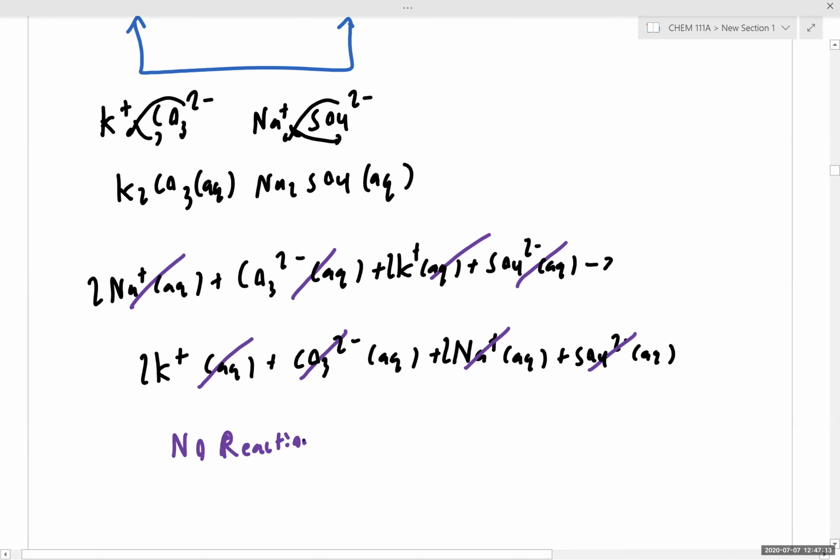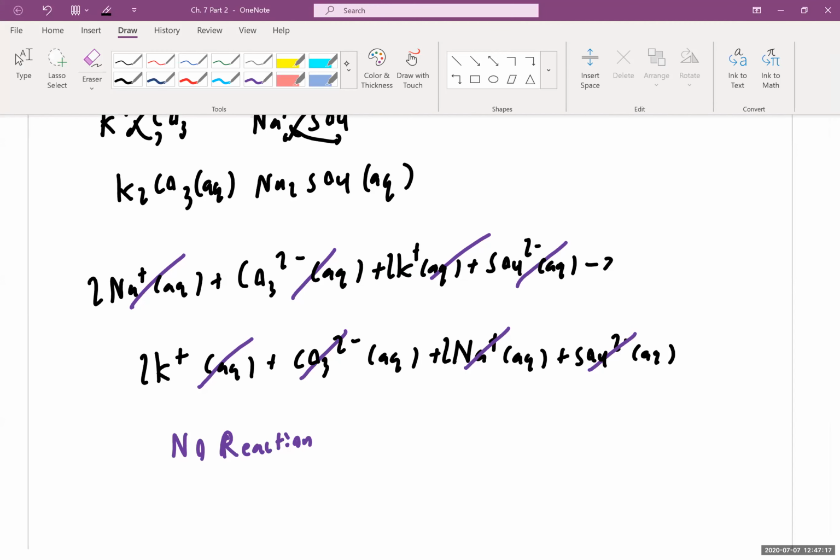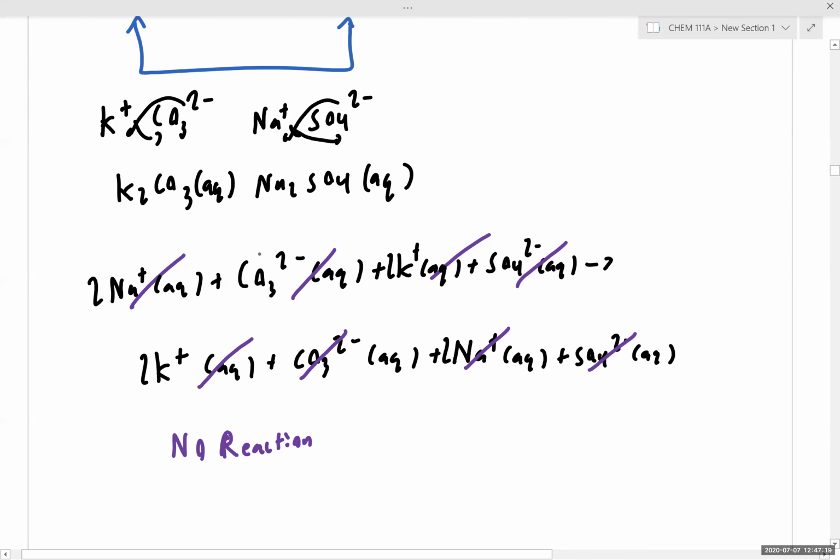So if all of your chemical species cancel in a chemical reaction, as in if all of your ions and molecules cancel when you try to write the net ionic equation, that's a sign that no reaction has occurred. So you actually have to generate a precipitate for there to be a precipitation reaction. Does that make sense?